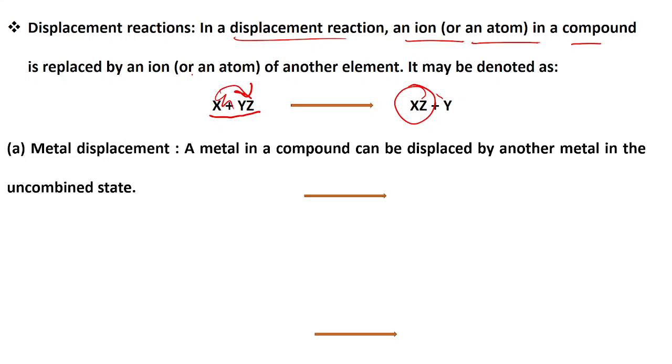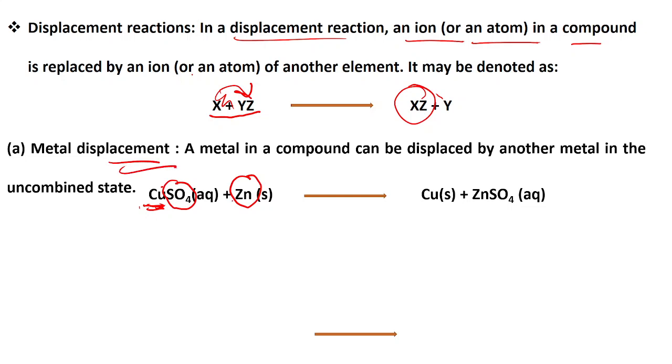A metal in a compound can be displaced by another metal in the uncombined state, as in this example. You see here the metal copper, which is in the combined state with sulfate, and this zinc is alone. Metal displacement means this zinc will come and displace the copper from here. So you will get copper and zinc sulfate. Here a metal is displaced by another metal. So this is known as a metal displacement reaction, and this is a subcategory of displacement.